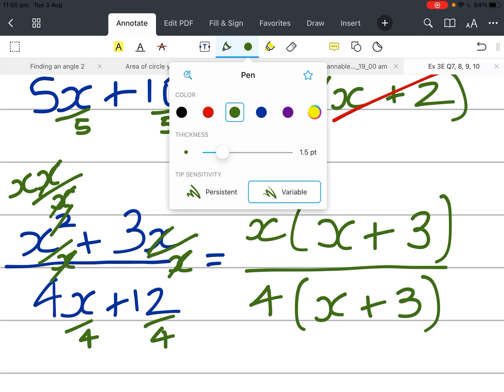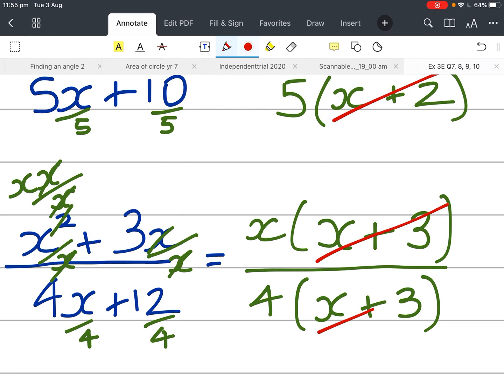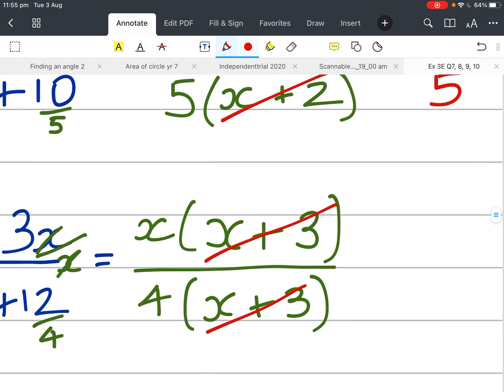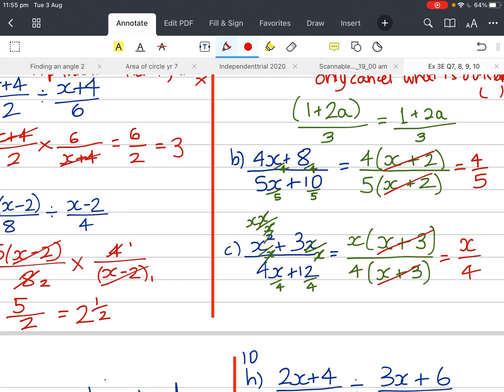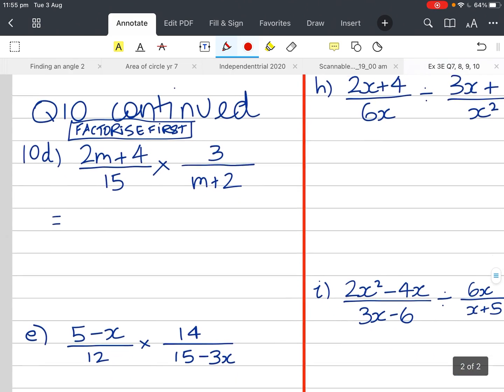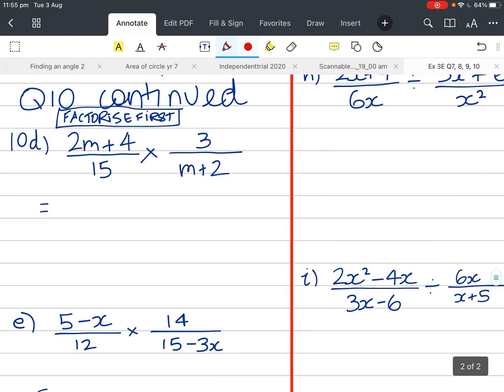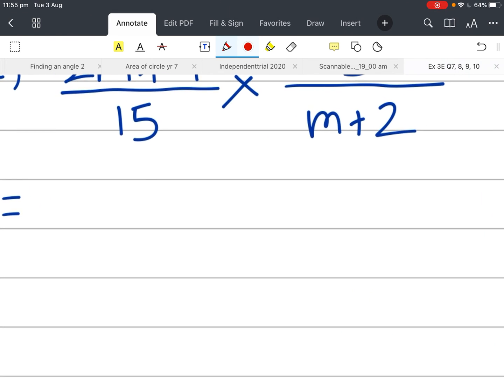Let's cross off. Get a red pen. Cross these ones that are exactly the same. 4 won't go into x, so let's just leave our answer as x over 4. All right, can you have a go at these ones for me, please? Pause the video. I'm going to go through the answers now, but you're more than welcome to pause the video at any time. All right, so again, you have to factorise first.